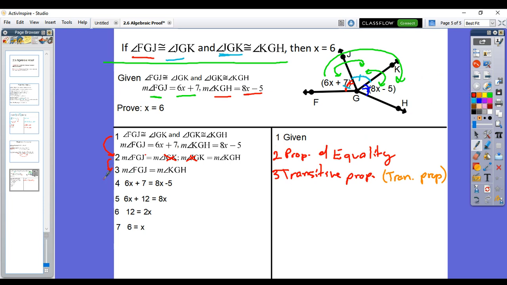All right, now here's the kicker. We went from saying the measurement of angle FGJ is equal to the measurement of angle KGH to saying 6x plus 7 equals 8x minus 5. So what happened from here to there, y'all? Take a second, think about it. Yeah, we replaced this with this because we know they are equal. So that's called substitution property, or just sub property.